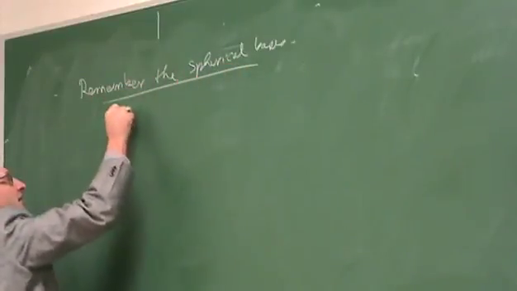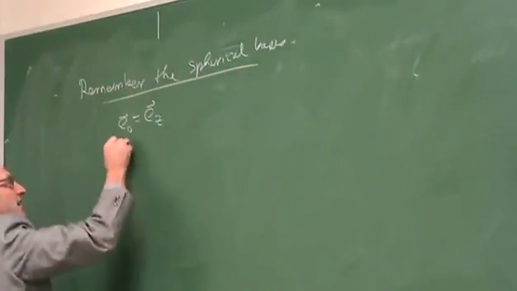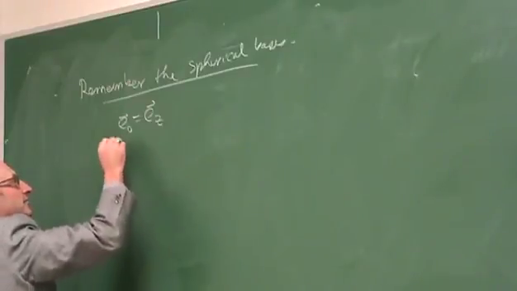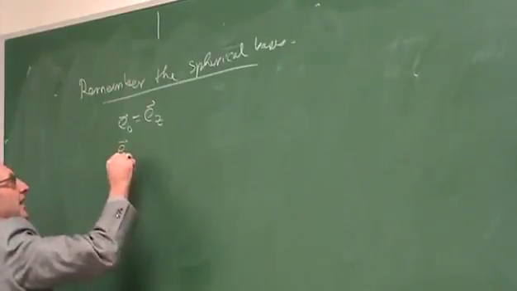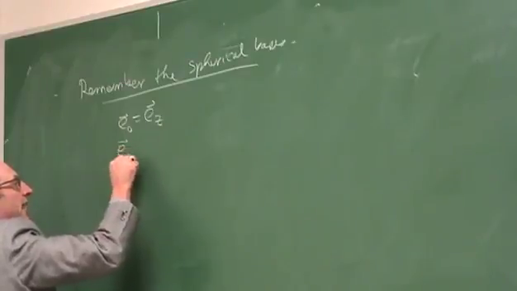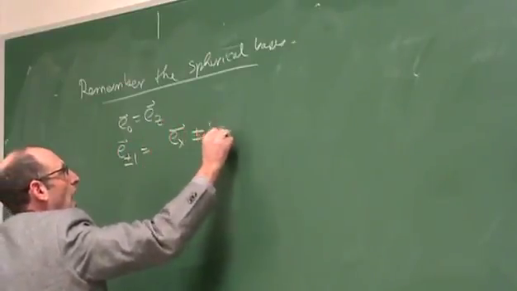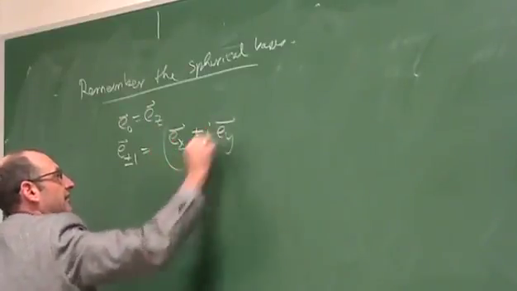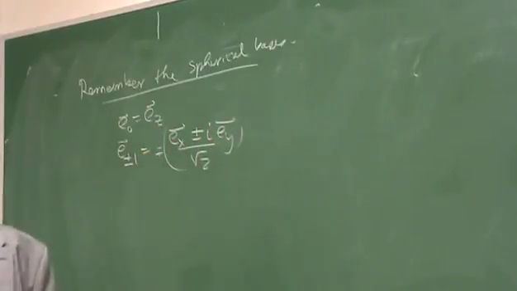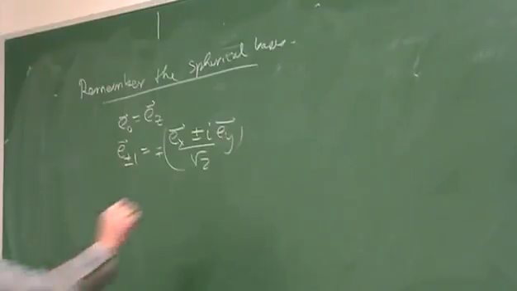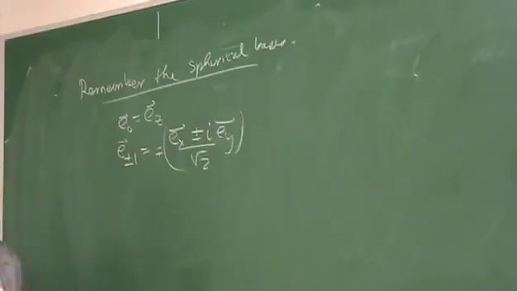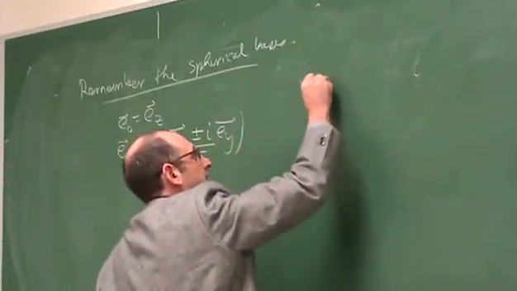We have E0 is Z, E plus and minus 1 are X plus or minus i Y. There's some phase out front, but it's not really important to focus on it for a moment. So, the spherical basis is space fixed.